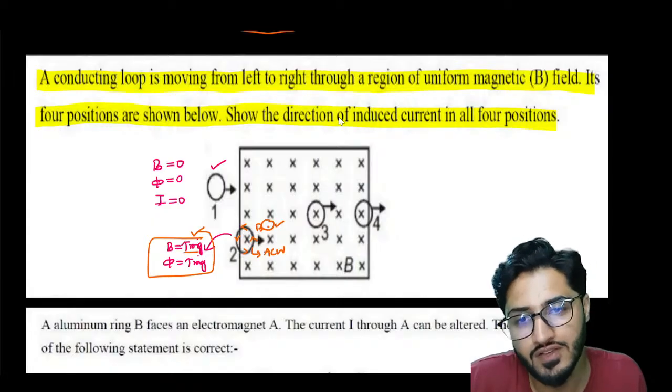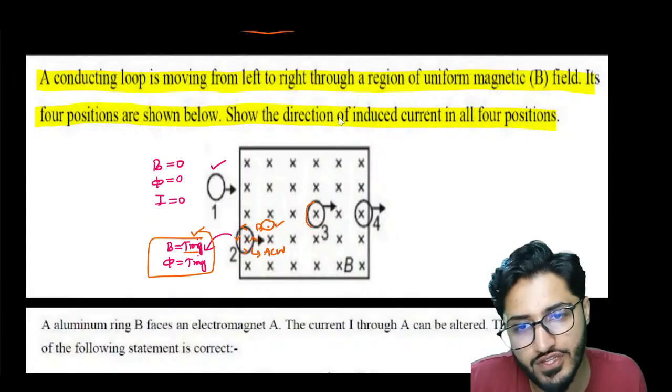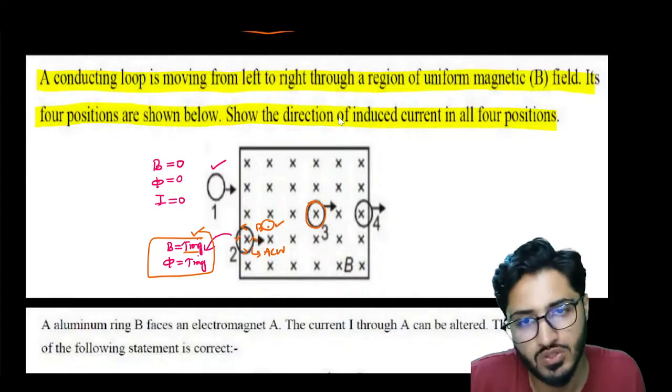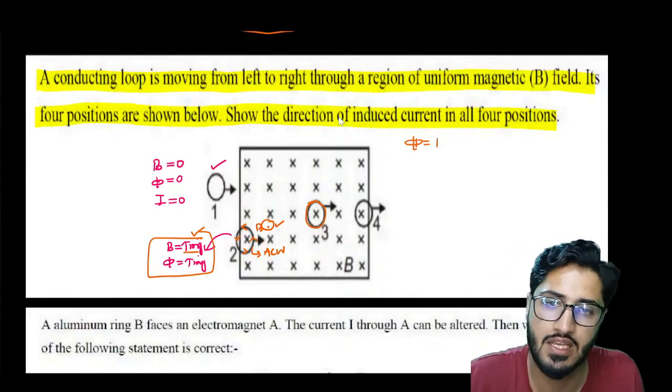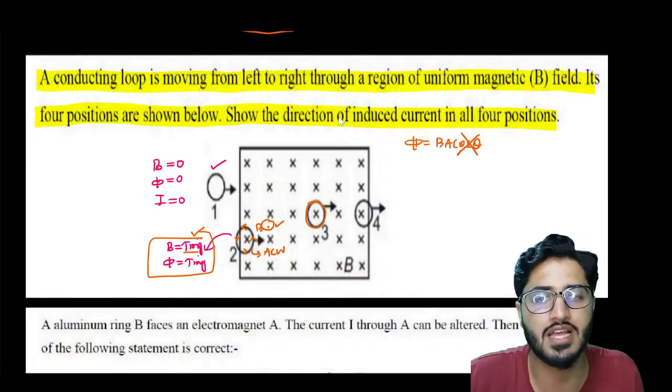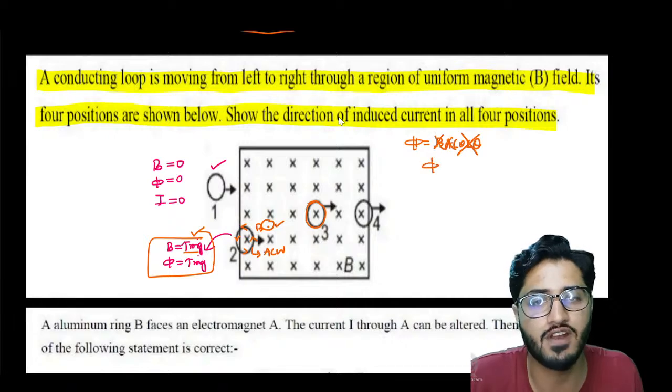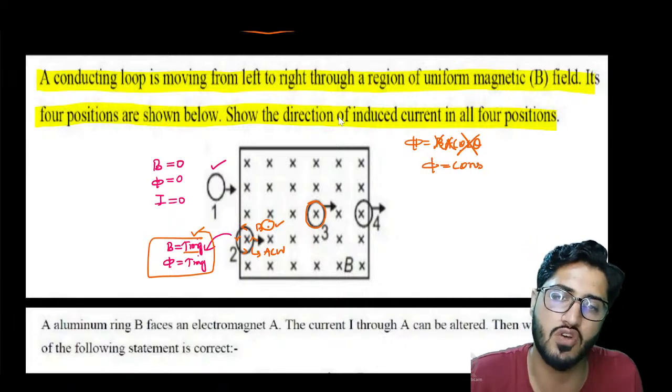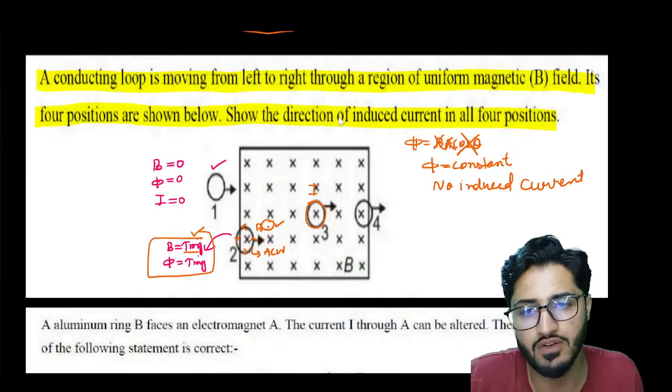Now third, it is full. This loop is fully inwards. So what is phi? Is it BA cos theta? Yes, sir. No change in angle, no change in B, no change in A. Flux is constant. If flux is constant, what will you write? You will write no induced current. Here I equals 0.